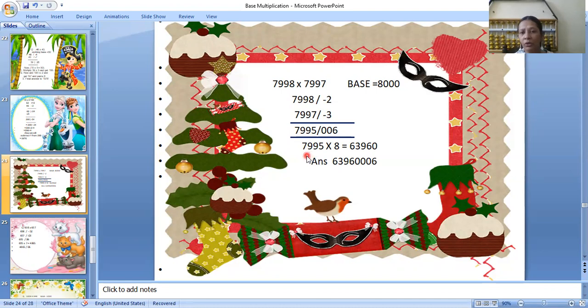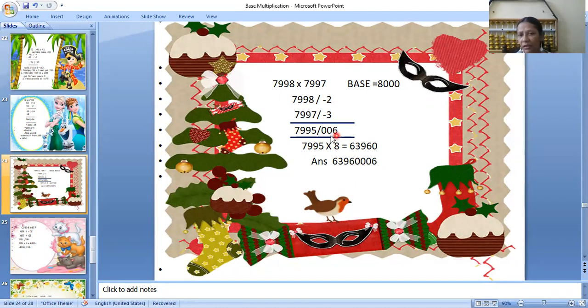What you will do, you will multiply 7995 multiplied by 8. So when you will do this, you will get here 63960. Okay, so you see here this 63960 is here. You have got this. What is more important here? This is the maximum important question from your exams point of view.